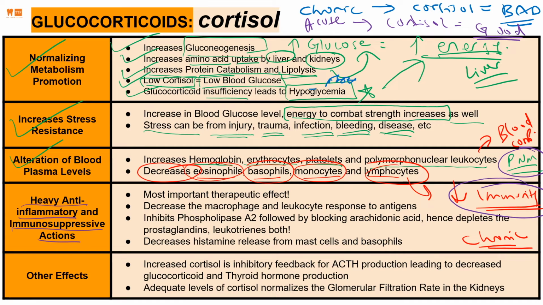So, most important therapeutic effect is anti-inflammatory effect. However, decreasing the macrophage and leukocytes can occur with antigen attacks. Therefore, it inhibits phospholipase A2. Okay, where did that come from? What does phospholipase A have to do with anything? Well, phospholipase A2 is going to be ultimately blocking arachidonic acid. Okay, now I'm just throwing words at you, right? But think of it this way. Remember the NSAIDs lecture. NSAIDs had something known as arachidonic acid. Arachidonic acid produced prostaglandins.